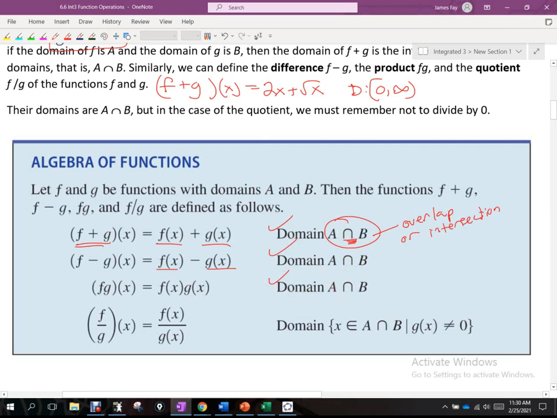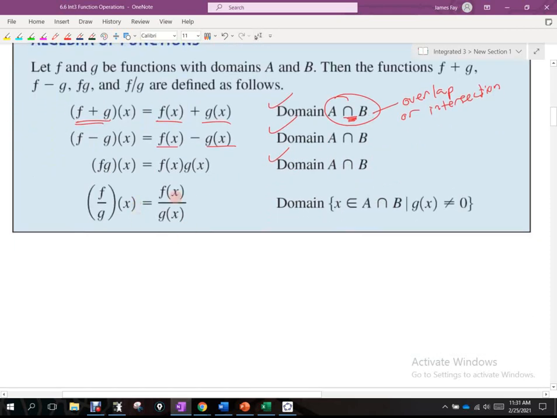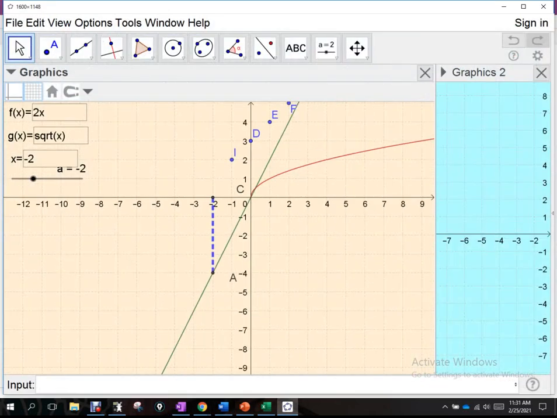So what I mean by that, let's say we had this here. Okay, so let's talk about these two functions again. Let me hide some stuff. Let's get rid of this thing.